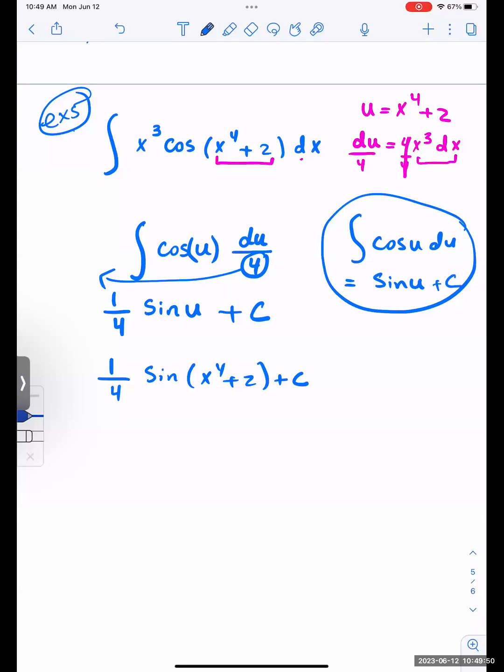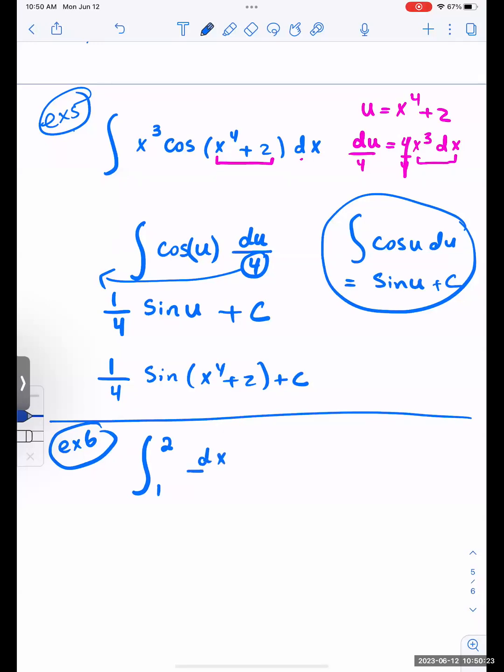Okay. Any questions? I'm going to write down the next example. If you have questions, still type in the chat. Here is the next question. Integral from 1 to 2 of dx over (3 minus 5x) to the power 2.